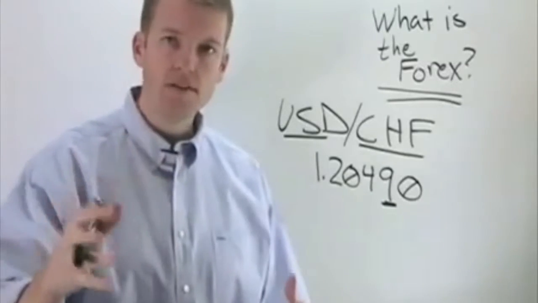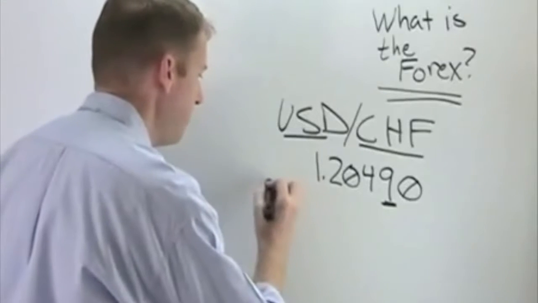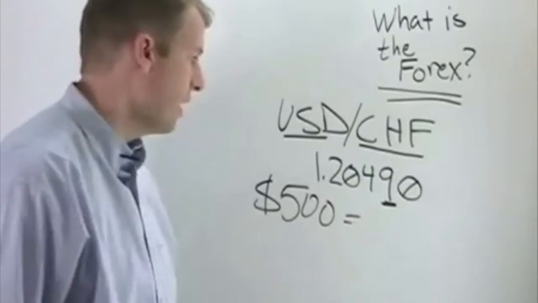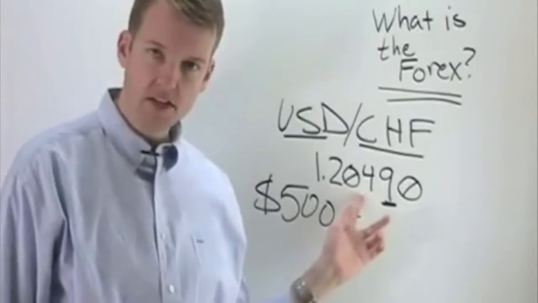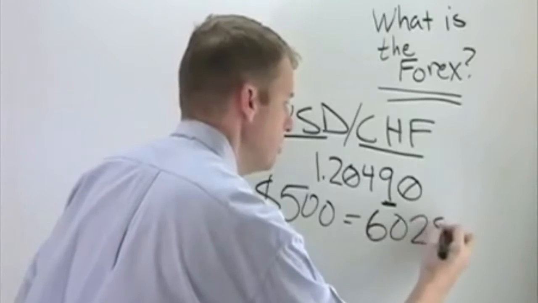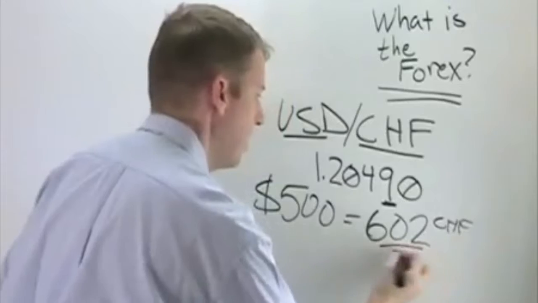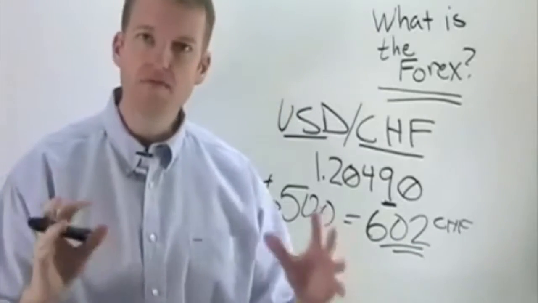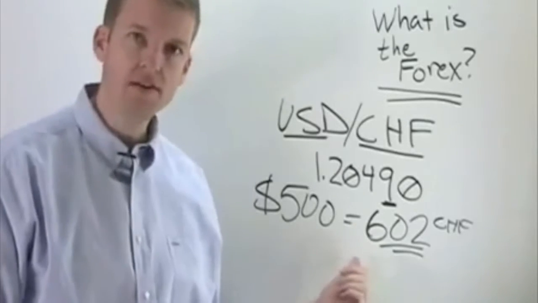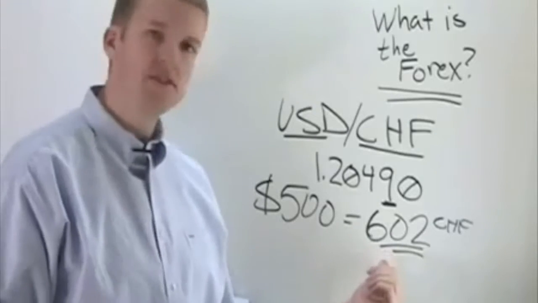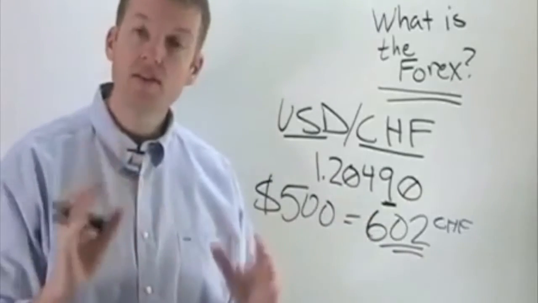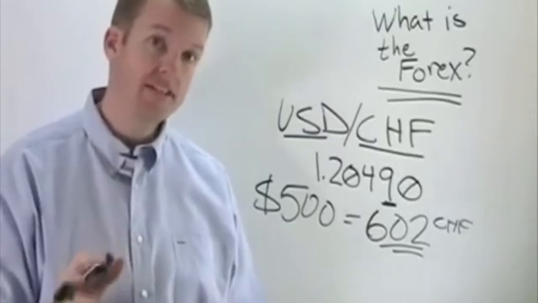Now, if we were to convert some spending money, let's say, for example, we're going to turn $500 of spending money into francs at this particular exchange rate. Well, that's going to give us 602 francs. All right? So now we've done our first foreign exchange transaction. If you've ever traveled abroad, this is what you've done. You've turned your domestic currency into another currency at the exchange rate. This is half of the foreign exchange transaction.